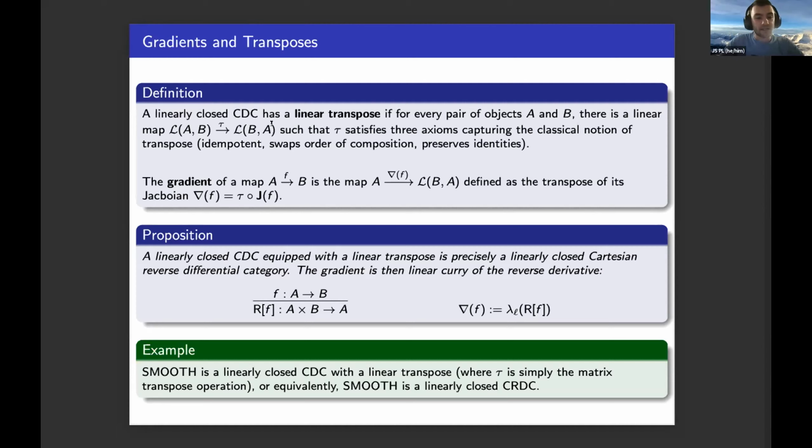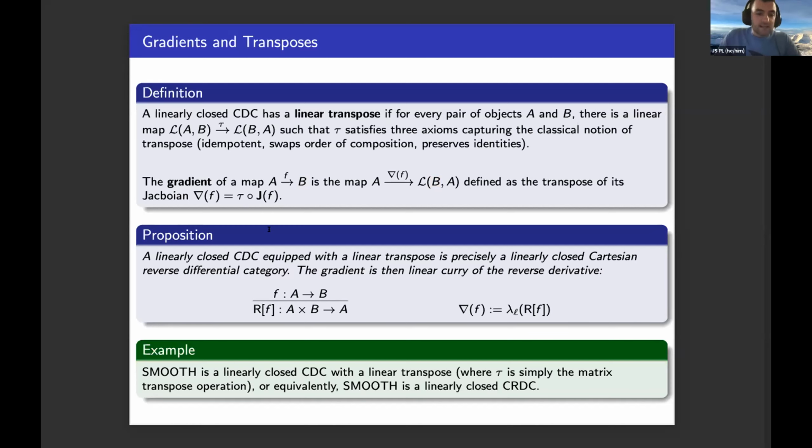And then the gradient of a map f from A to B is going to be the map lambda f, now of type A to L(B,A). So the codomain of f now appears in the domain part of the linear Hom, and it's just defined by postcomposing the Jacobian of f by the transpose. So in other words, the transpose of the Jacobian.